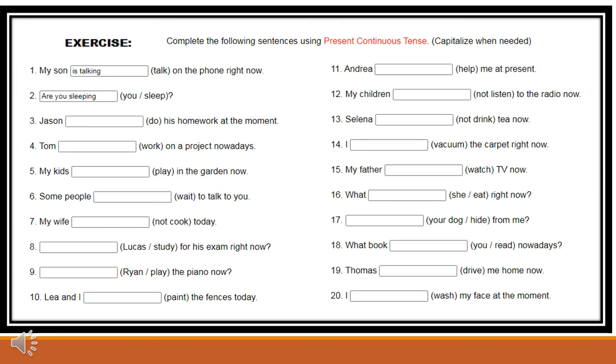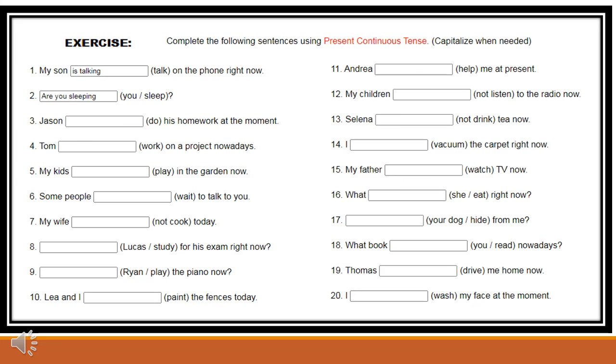In this first exercise of your home task, you will complete the following sentences by using present continuous tense. Now, how will you do it? You can see numbers 1 and 2 are solved for your assistance. In number 1, it is written: my son, dash, talk. Talk is in the bracket, on the phone right now. Now here is the process that is happening right now, and this process is talk. So how will you make it in present continuous tense? You will add ing to talk and make it talking.